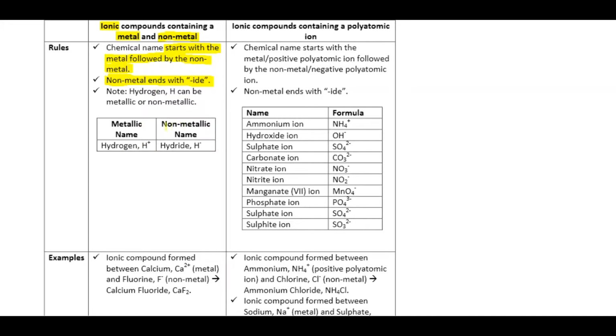And hydrogen in its non-metallic form, because a non-metal must end with IDE, will actually be called hydride. So you keep the front portion, which is hyd, and you replace the OGEN with IDE. If it's in a non-metallic form, you call it a hydride. Usually non-metals will have a negative charge in the ionic compound, so in the case of hydrogen, it will have a -1 charge. But the rule is the same: you call it a hydride, replacing the OGEN with IDE.